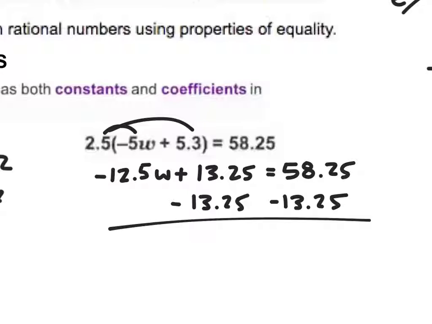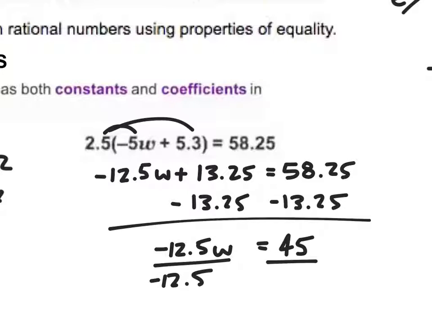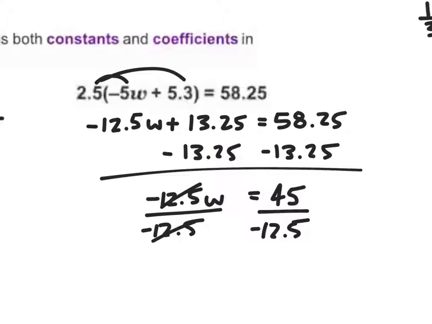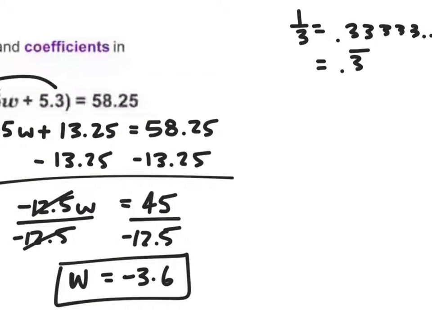Now I'm going to subtract 13.25 from both sides to isolate my w. 58.25 minus 13.25 is going to give us a value of 45. So 45 over here, negative 12.5w here. Now I'm going to divide both sides by negative 12.5, and those are going to divide out. So I get 45 divided by negative 12.5, and that's going to give me negative 3.6. So w is equal to negative 3.6.